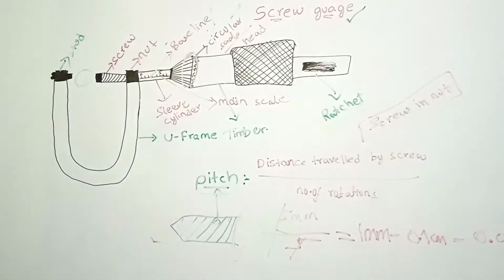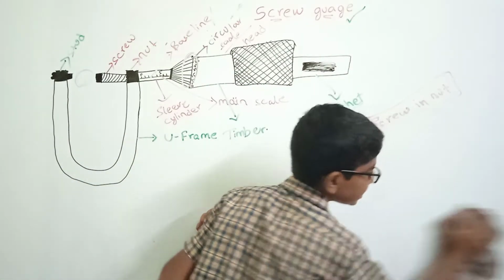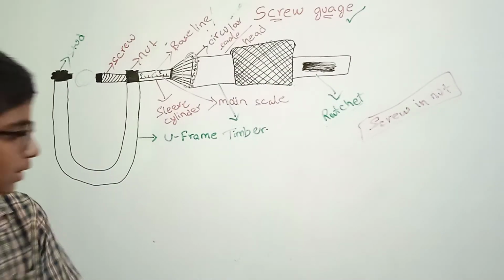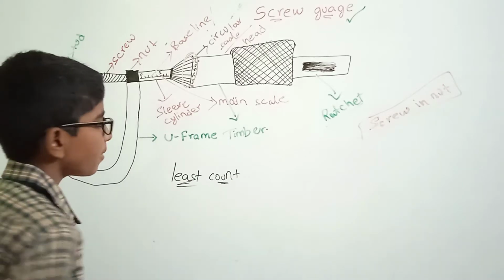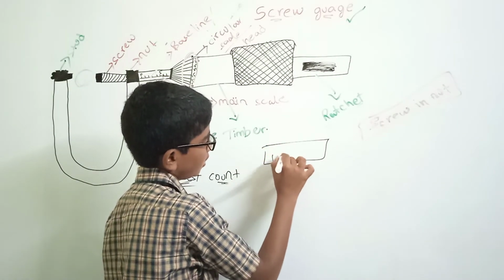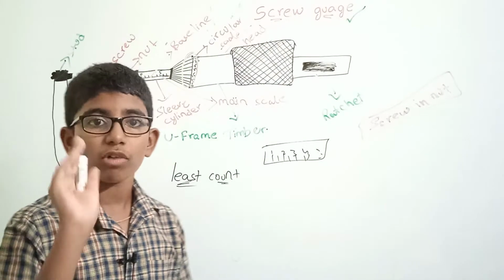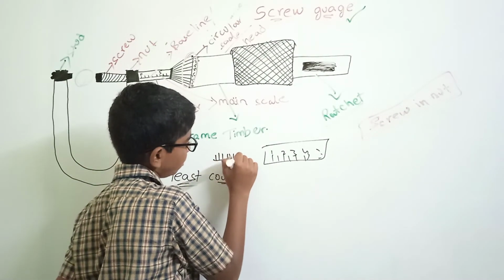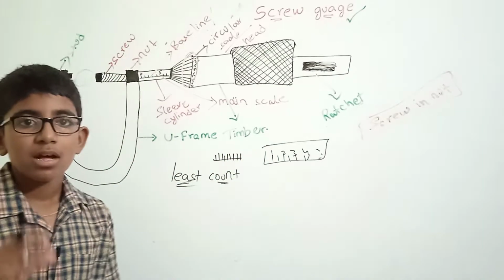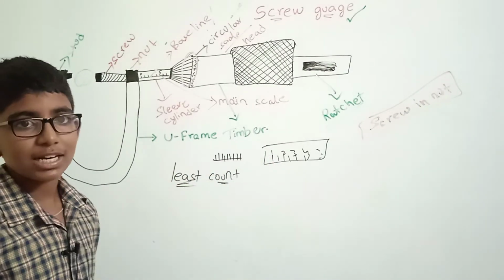Next, the formula is least count. What is meant by least count? Suppose we take our ordinary scale. It is marked 1, 2, 3, 4 like this. Our ordinary scale can measure up to 1 mm. You know, each centimeter is divided into 10 parts. Each part is 1 mm. The least count of an ordinary scale is 1 mm.